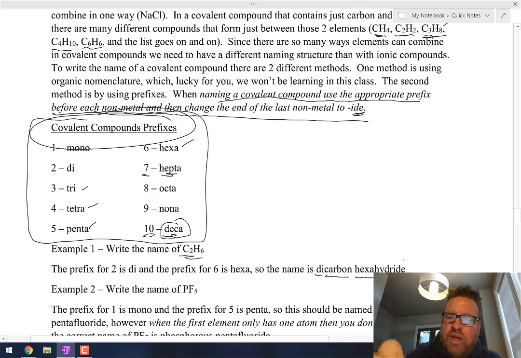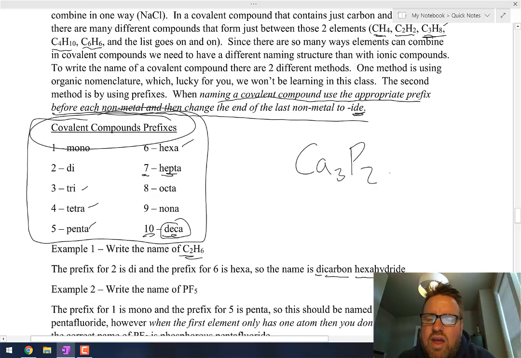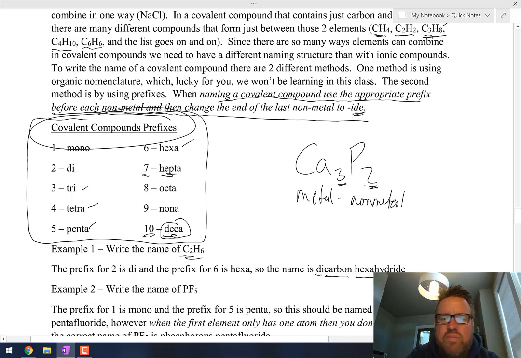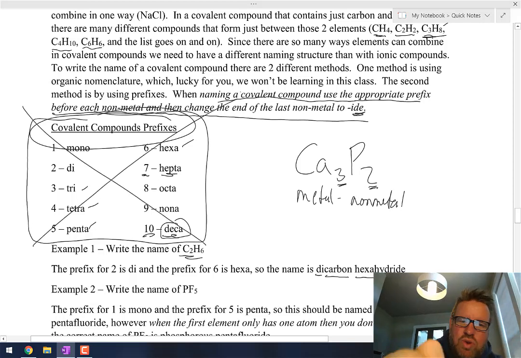The problem is I'm going to try to mess with you, and I'm going to give you things like this. And I'm going to say, what's the name of that? And you're going to go, oh, well, duh, that's tricalcium diphosphide. And I'm going to say wrong. Because this is a metal, this is a nonmetal. This is an ionic compound. With ionic compounds, you do not use those prefixes.